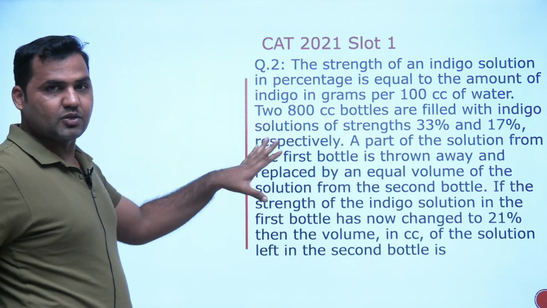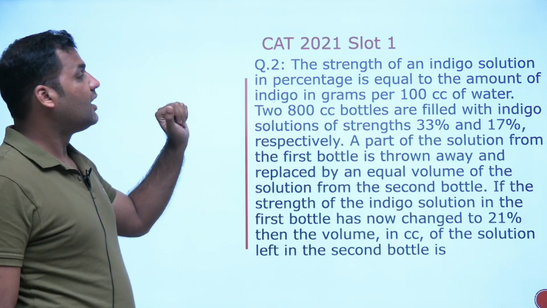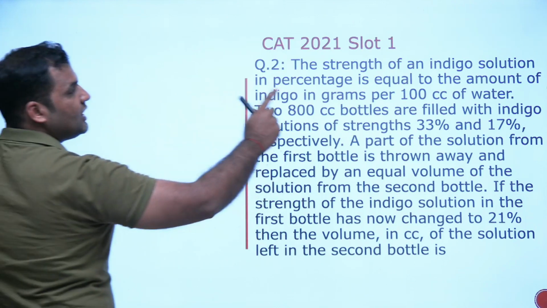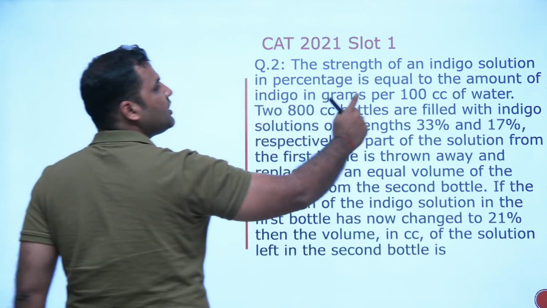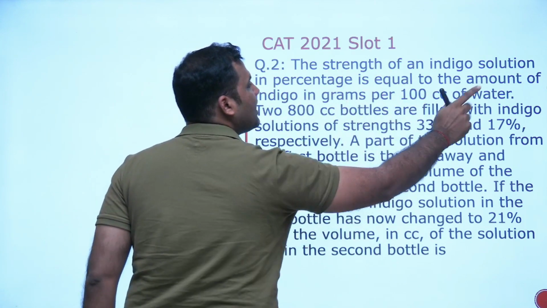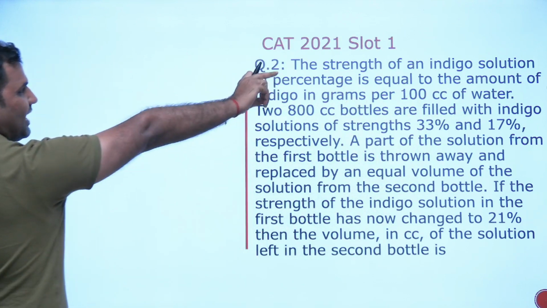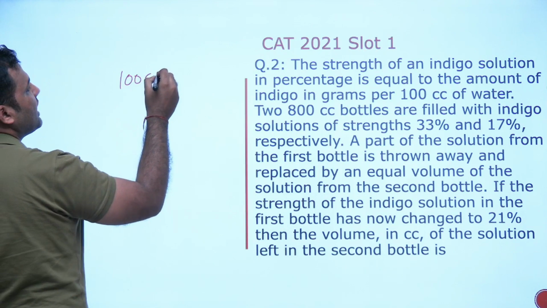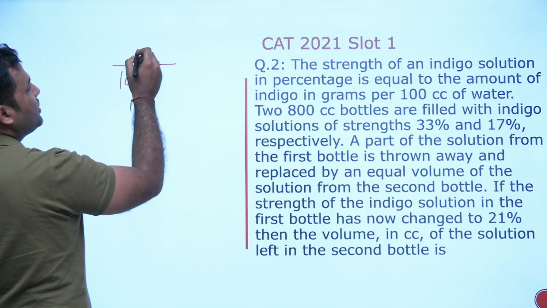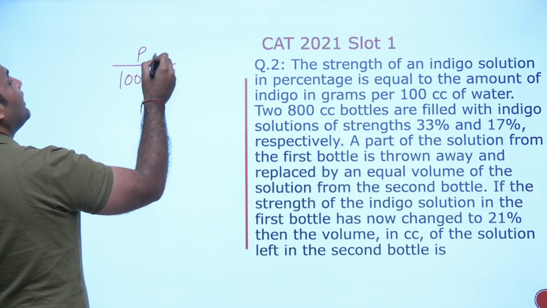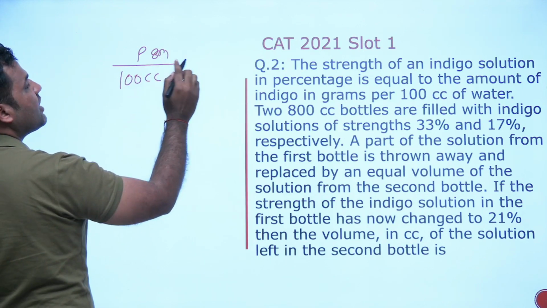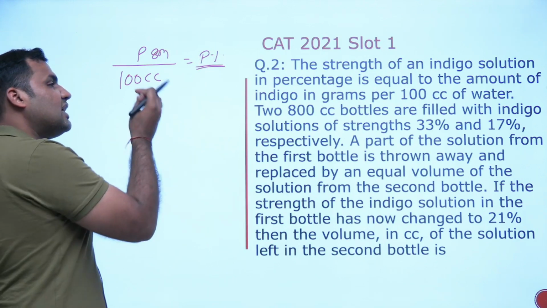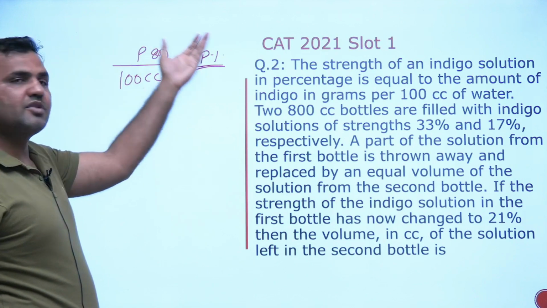Let's first understand, whenever you are solving CAT 2021 CAT questions, you first make yourself understand the statement of the question, guys. Question says the strength of an indigo solution in percentage is equal to the amount of indigo in grams per 100 cc of water. पहला लाइन आपको सिर्फ परसेंटेज की डेफिनेशन बता रहा है कि 100 cc ऑफ वाटर के अंदर जितने ग्राम आपका इंडिगो का कॉन्सेंट्रेशन होगा, that will be the percentage of the concentration. So that's nothing but the percentage definition: किसी भी वैल्यू को आउट ऑफ 100 रिप्रेजेंट करें तो उसको हम परसेंटेज में लिखते हैं.